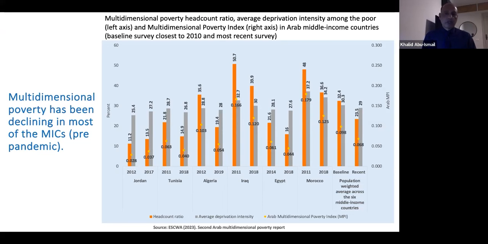and we get a picture that looks like this. Now, I have to say that these surveys mostly end before 2019. So what you're seeing here is pre-pandemic. But the story is also consistent with the achievements that we've had in human development. You can see that, with the exception of 2 countries, there has been improvement in middle-income countries in terms of the decline in multidimensional poverty using the Arab MPI. And so that was one of the key findings of this report.